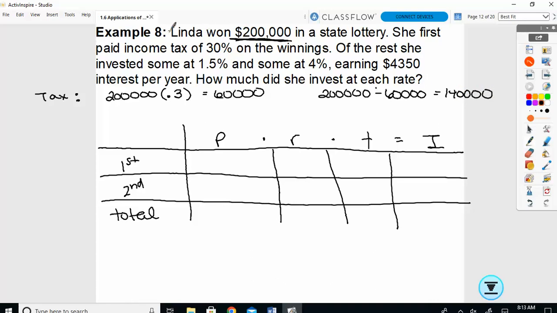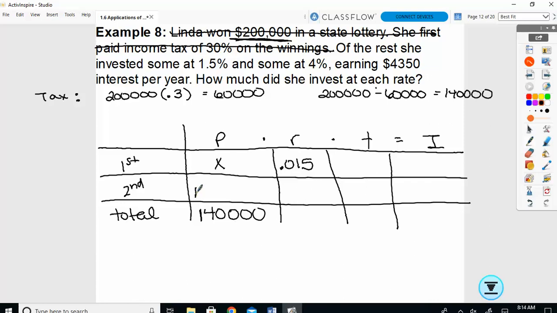So I'm not going to use this 200,000 or the 30% anymore. I've taken care of that. So where do I put the 140,000? Total principal. Okay, so she invested some at 1.5%. So my principal is X, my rate would be 0.015.